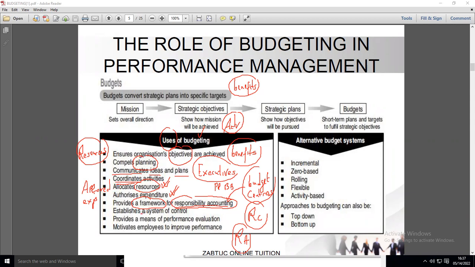It establishes a system of control. You know, for objectives to be achieved, control is very important. You know about it.